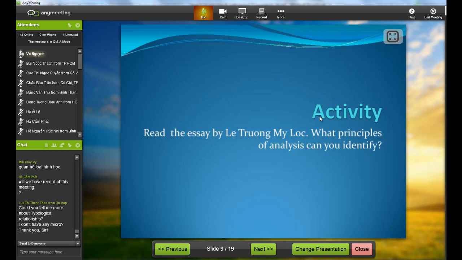I want you to go back to our learning system and look at the contrastive analysis essays by a student. This essay was written six years ago. I want you to look through the essays and tell me the principles of analysis that you can identify in her essay. This is not the best essay, but I just want you to have a look at it to have a sense of what you are supposed to write.